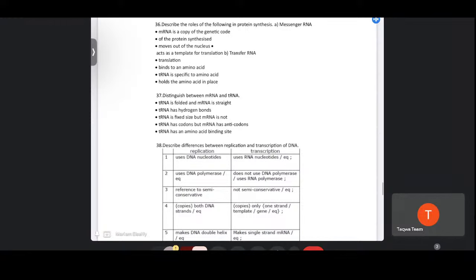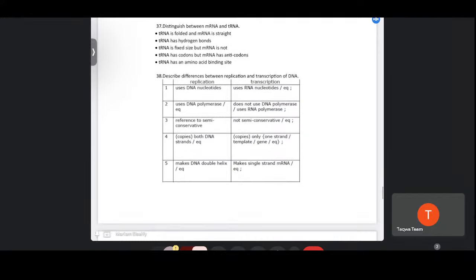Describe the role of the following in protein synthesis. The messenger RNA. It's important because mRNA is a copy of the genetic code of the protein synthesized. It moves out of the nucleus and acts as a template for translation. The transfer RNA, tRNA, binds to an amino acid specific to it and holds the amino acid in place.